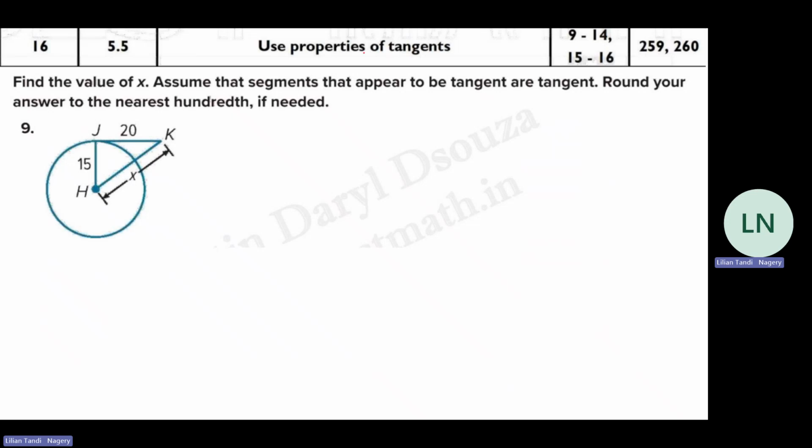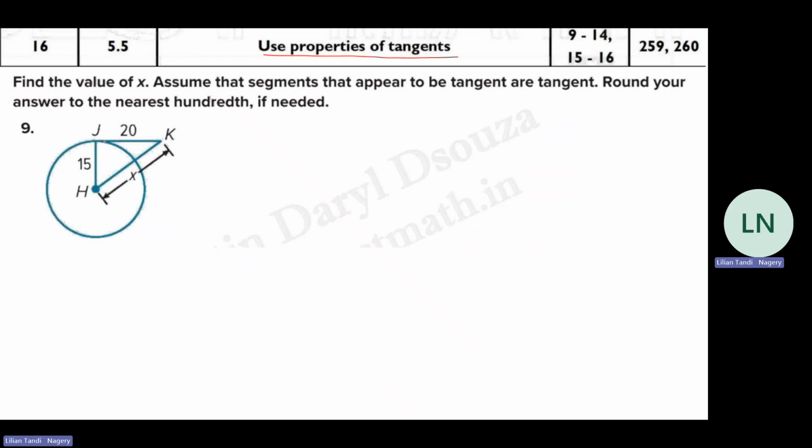Now we are going to use tangents. There are 2 canons for tangents that you have to remember that we learned in module 5. The tangent together with the radius, when they meet, they make a 90-degree angle. That makes this triangle a right triangle. Now, here we want to find the value of x. We are not proving. We want to find the value of x.